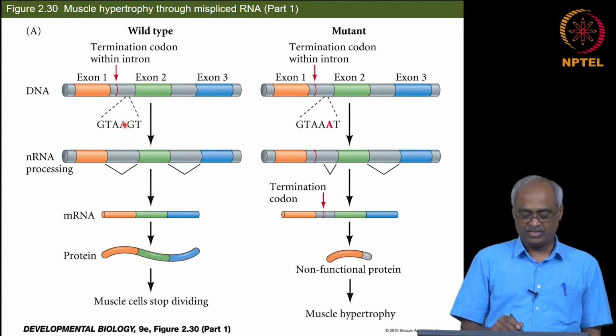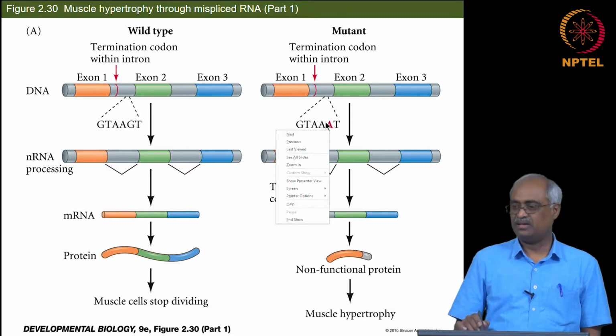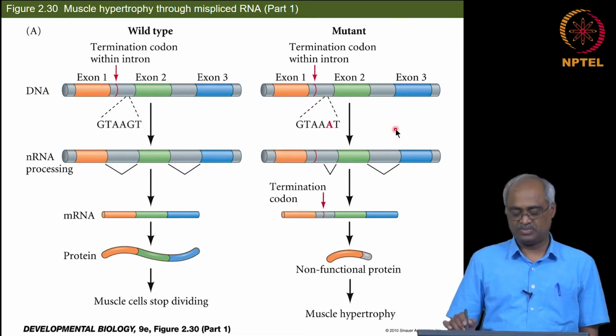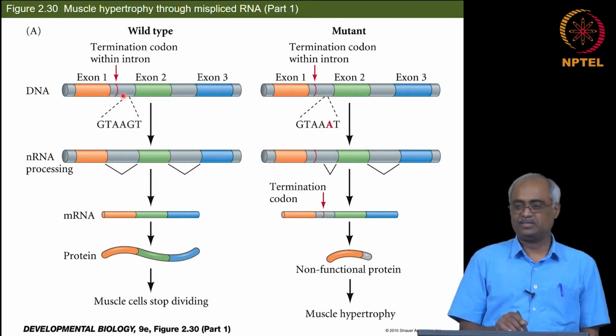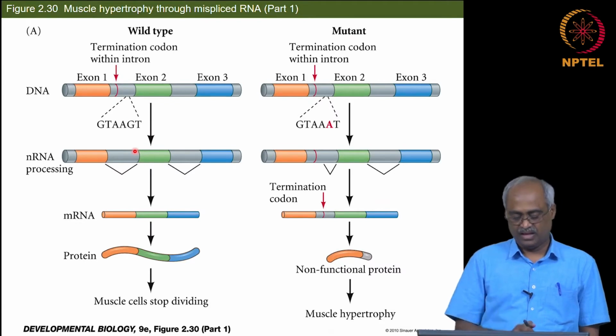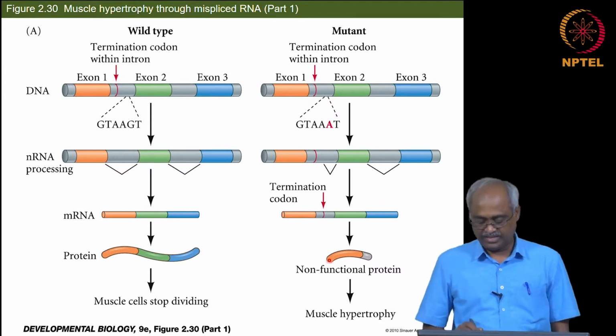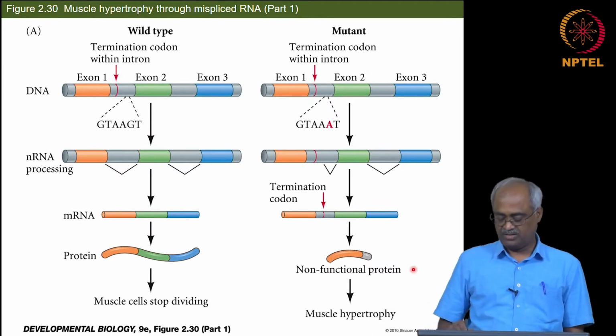And due to that, a G in the intron, which is not affecting any amino acid sequence, becomes an A, and that promotes splicing starting from around that area. So, a part of this intron is included, and due to that you get termination and you do not make a functional protein.